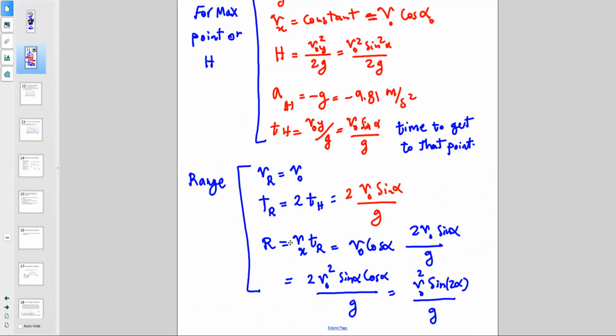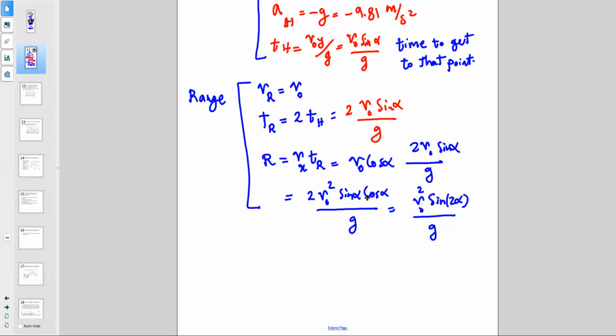Now, since it is a motion with constant velocity along the x direction, I can just write it like that. So R is v of x times t of r. v of x is constant, v naught cosine alpha, times t of r, which is 2 v0 sine alpha over g. And you can represent that value like this, because 2 sine cosine is just sine 2 alpha. Now v naught is squared right there over g. All right, so we talked about it.